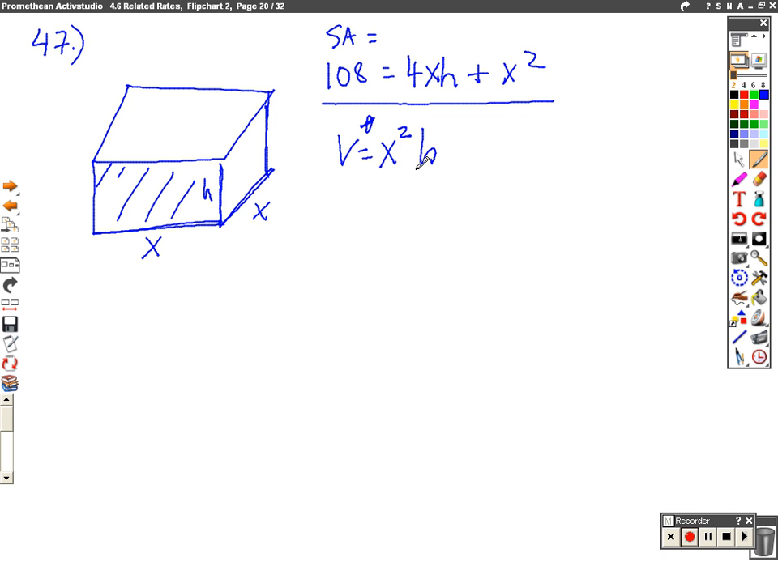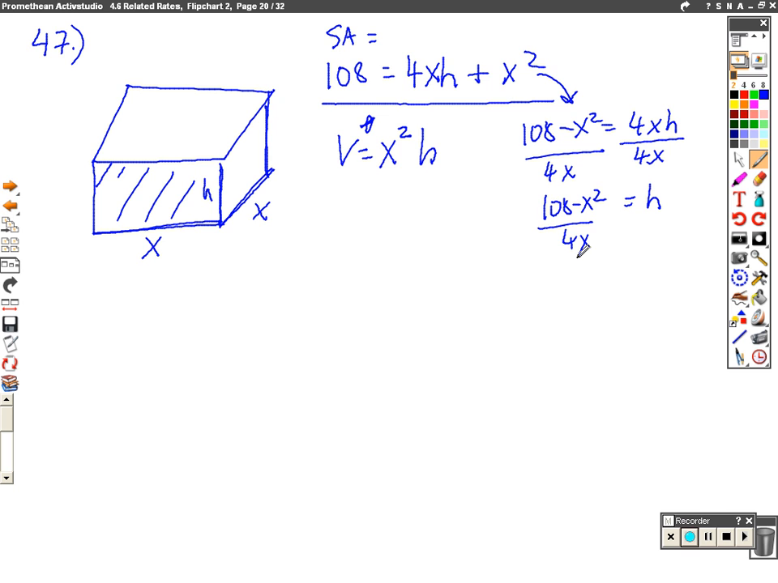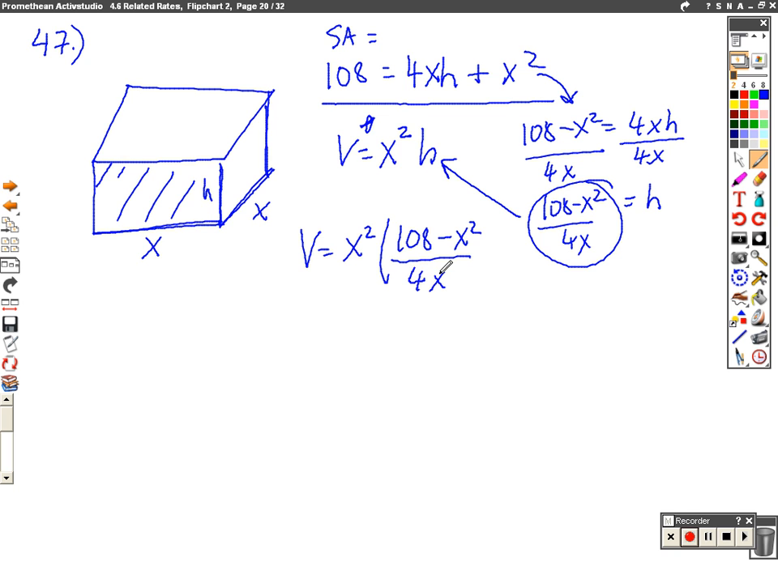So I'm going to take this 108, I'm going to subtract x squared. So this is from this equation. I'm going to divide it by 4x, which will give me a value for h. 108 minus x squared over 4x. And I'm going to plug that value into the equation that I want to optimize so that I'm left with only one variable. Volume is x squared times 108 minus x squared over 4x.